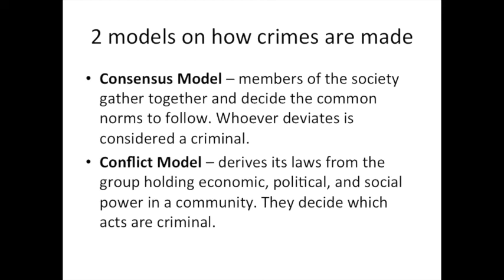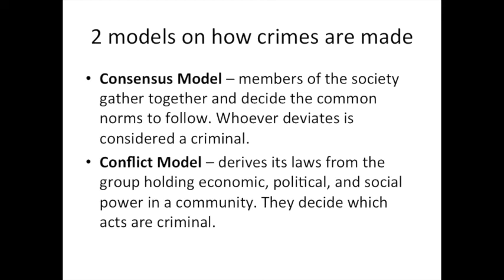First is consensus. Ito yung dati pa na yung mga tao ay mag-uusap, yung mga tao sa isang society, they're going to gather and they're going to talk about kung ano yung mga acts na considered as crime. So, kapag meron silang agreement, kung sino yung mga hindi mag-follow doon is considered a criminal. So, dito naman sa conflict model, derives its laws from the group holding economic, political, and social power in a community. They decide which acts are criminal.